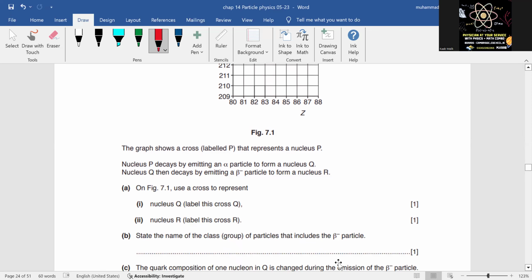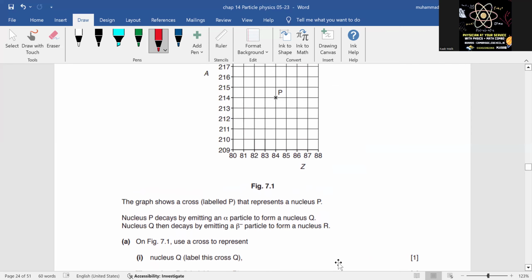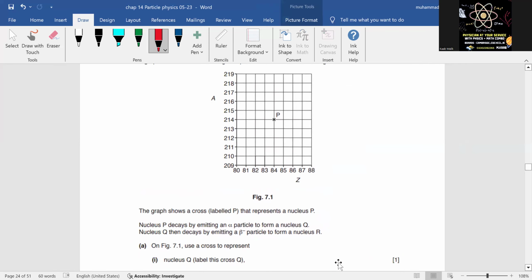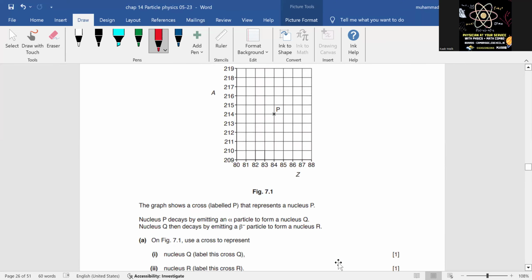Nucleus P decays by emitting an alpha particle to form a nucleus Q. Nucleus Q then decays by emitting a beta negative particle to form a nucleus R. On figure 7.1, use a cross to represent nucleus Q and nucleus R. Now, they're saying nucleus Q and nucleus R.